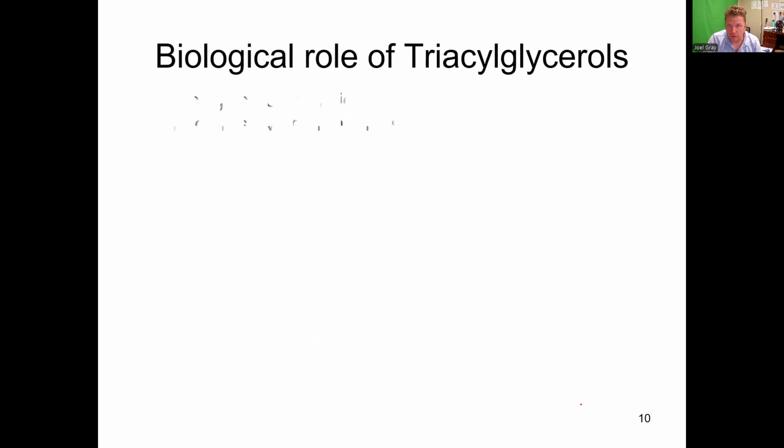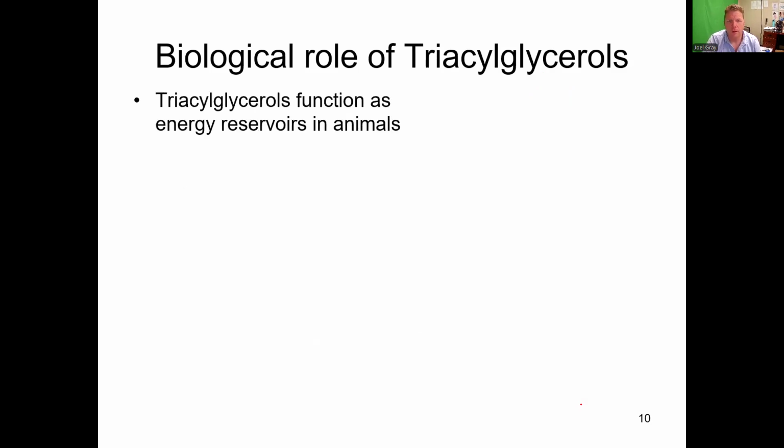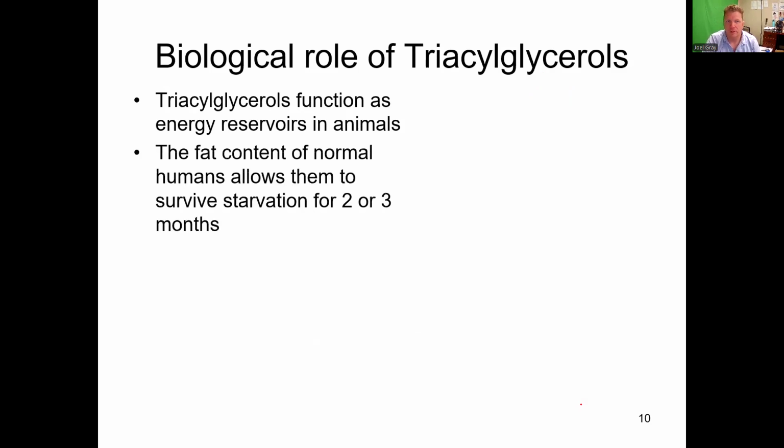Biological role of triacylglycerols. I have a tendency to say triglycerols. That's not a word. It's triacylglycerols or triglycerides. In my mind, I just take those two words, throw them in a blender, and take out a word that is not real. Triacylglycerols function as energy reservoirs in animals. The fat content of normal humans allows them to survive starvation for 2 to 3 months.